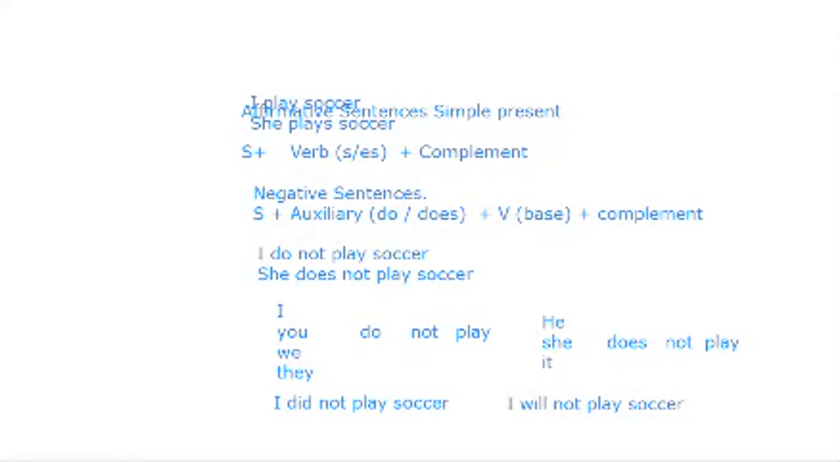Sujeto, auxiliar, aquí dice, yo no juego. Aquí dice, yo no jugué. Y acá dice, yo no jugaré. Pero, ¿qué me hace esa diferencia a mí? El auxiliar. El auxiliar es el que me explica el tiempo.